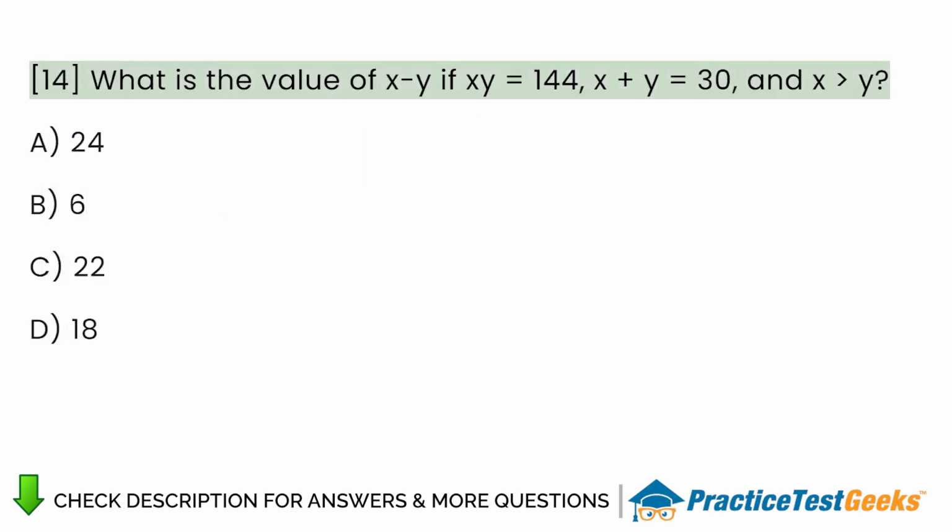What is the value of xy if xy equals 144, x plus y equals 30, and x greater than y? A, 24. B, 6. C, 22. D, 18.